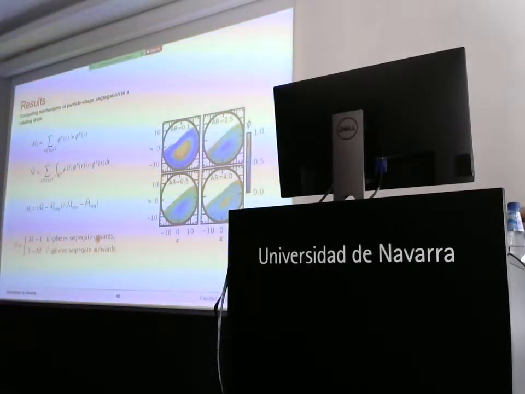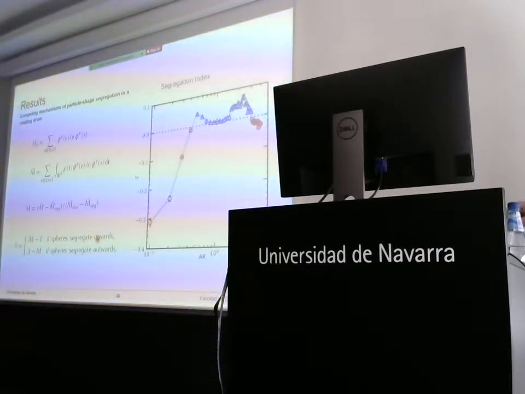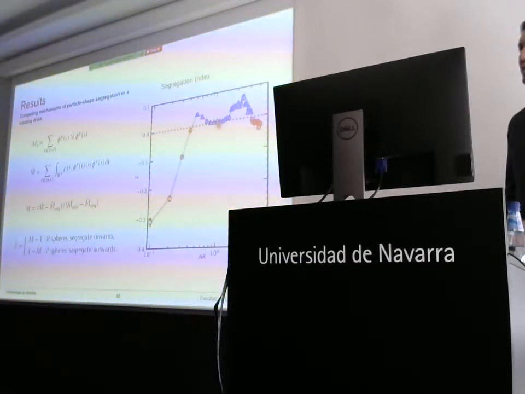So with this parameter, we obtain this profile for the segregation. This is the segregation against the different aspect ratio, and we can see, for example, for the case of one here, we don't have segregation because it is a mixture of sphere with sphere, so we don't expect it here, and we obtain that the segregation is very close to 0.